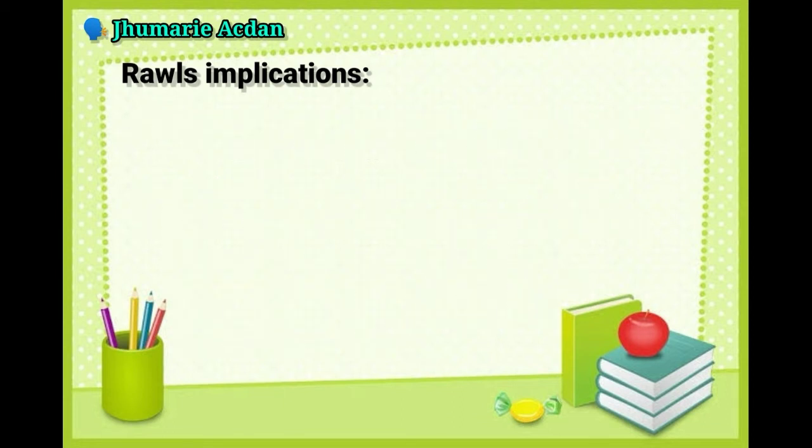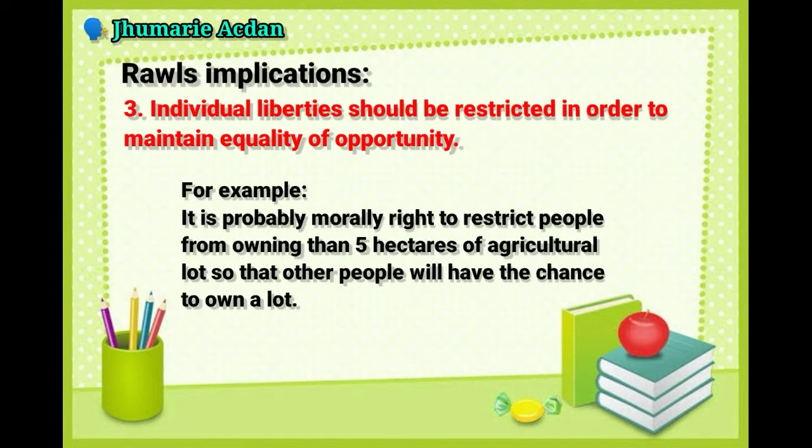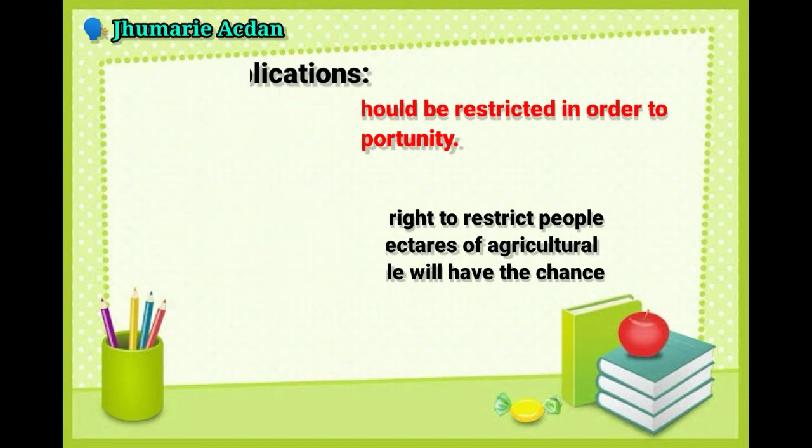Now, the third implication is that individual liberties should be restricted in order to maintain equality of opportunity. For Rawls, restrictions through law preserve freedom in a democracy. For example, it is probably morally right to restrict people from owning more than 5 hectares of agricultural land so that other people will have the chance to own a lot. So, this is like putting a limit on liberties in order to give a chance to others.